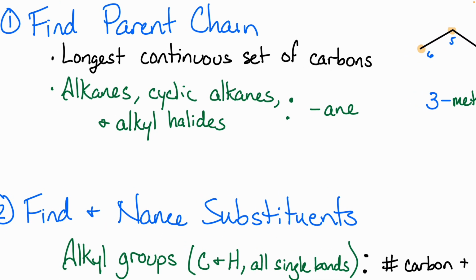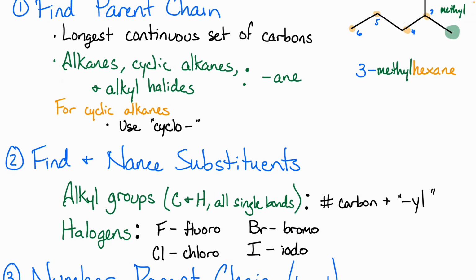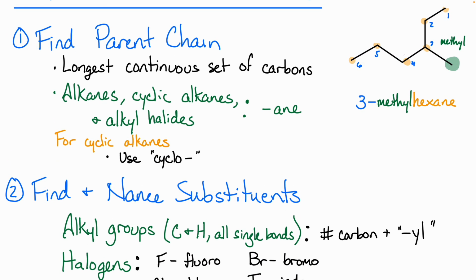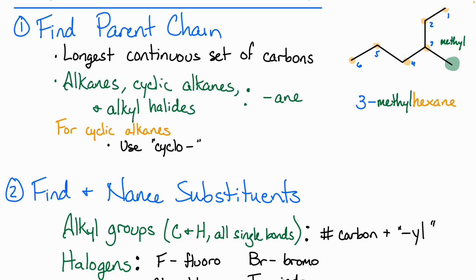The first is actually in that very first step where we find our parent chain. So we're going to say for cyclic alkanes, first we use cyclo at the beginning of our parent chain. The other consideration regarding your parent chain with cyclic alkanes is the ring is always the parent.